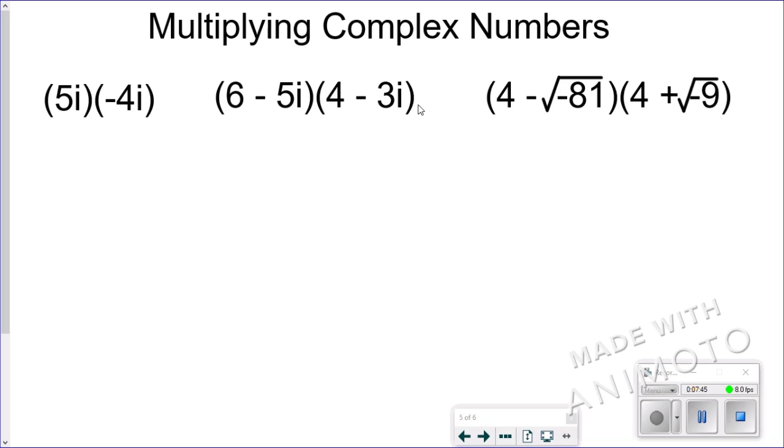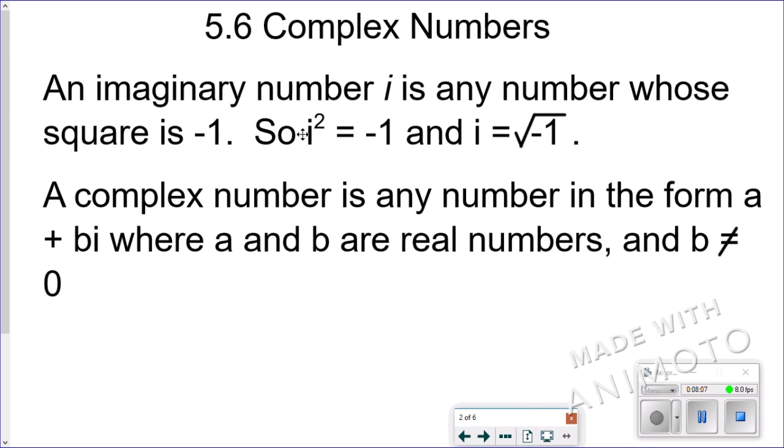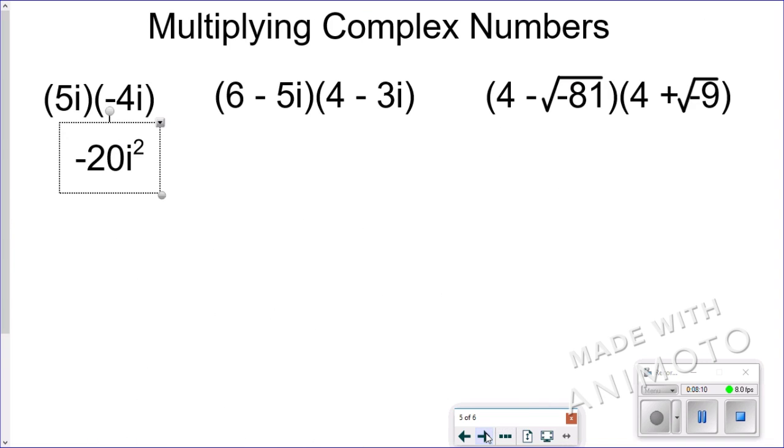Multiplying complex numbers. Again, same process as multiplying numbers with x. If this were x, we would do 5x times -4x, which would be -20x squared. But it's not an x, it's an i. So because it's an i, it makes it a little bit different, because you learned back from the first page that i squared equals -1. So -20 times i squared is really positive 20, because you're doing -20 times -1, positive 20.